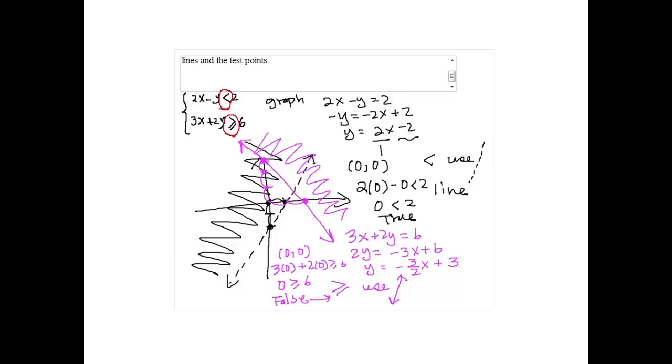The answer will be where they have in common. So where these two shadings overlap is right here. So this is the answer.